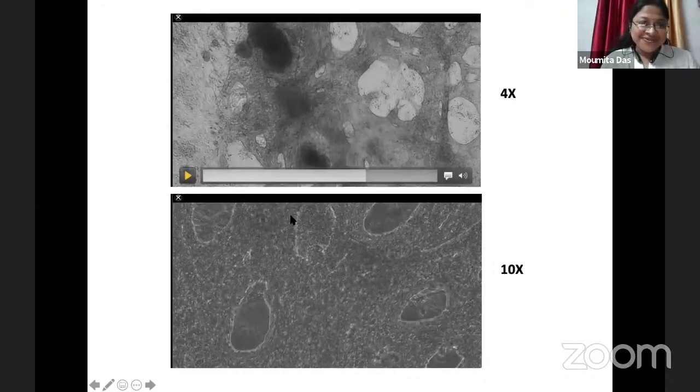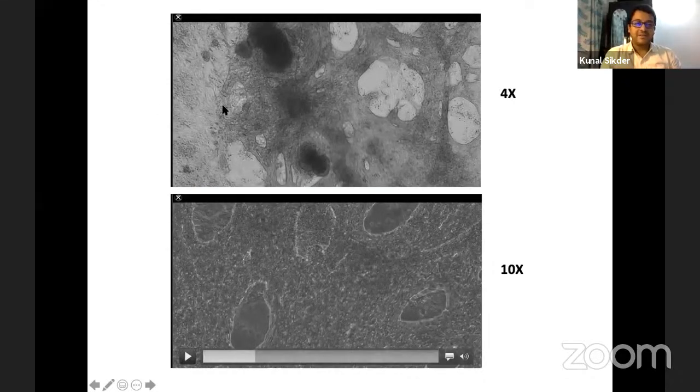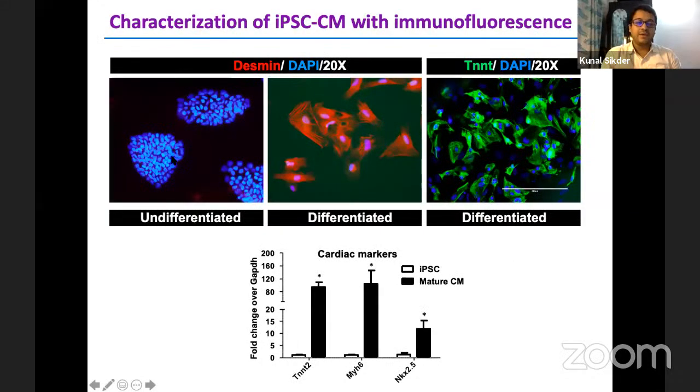And this is the characterization of that. These are the undifferentiated cells. We can see only the nuclei with the DAPI staining, and when they become fully differentiated, you can see the actual shape and the typical appearance of the cytoskeleton protein inside the cell. That means these cells are fully differentiated into cardiomyocytes. Thank you.